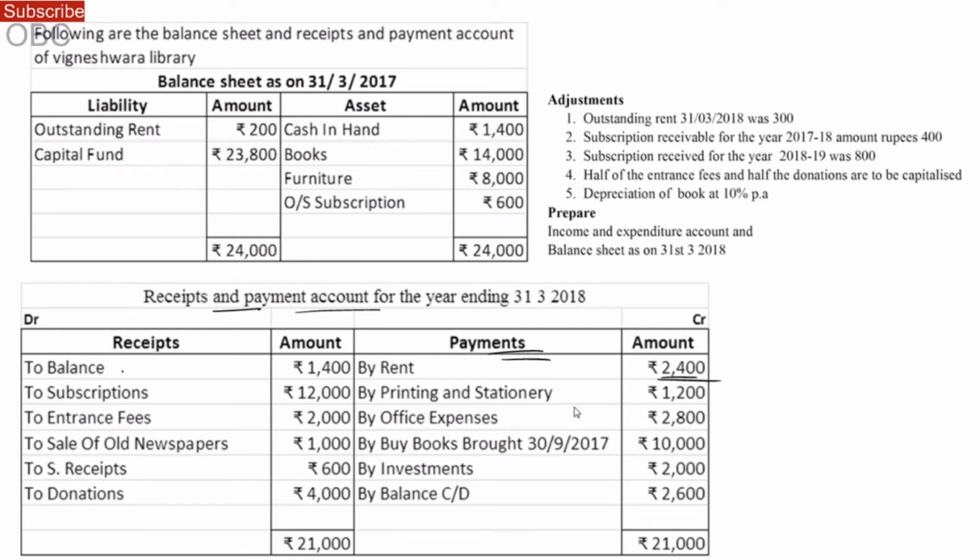So next, by printing they're spending 1,200 rupees. Will be recorded as it is if there is no adjustment like that. So next, office fees is there, 2,800. Again, if you don't have any outstanding, we'll post as it is.